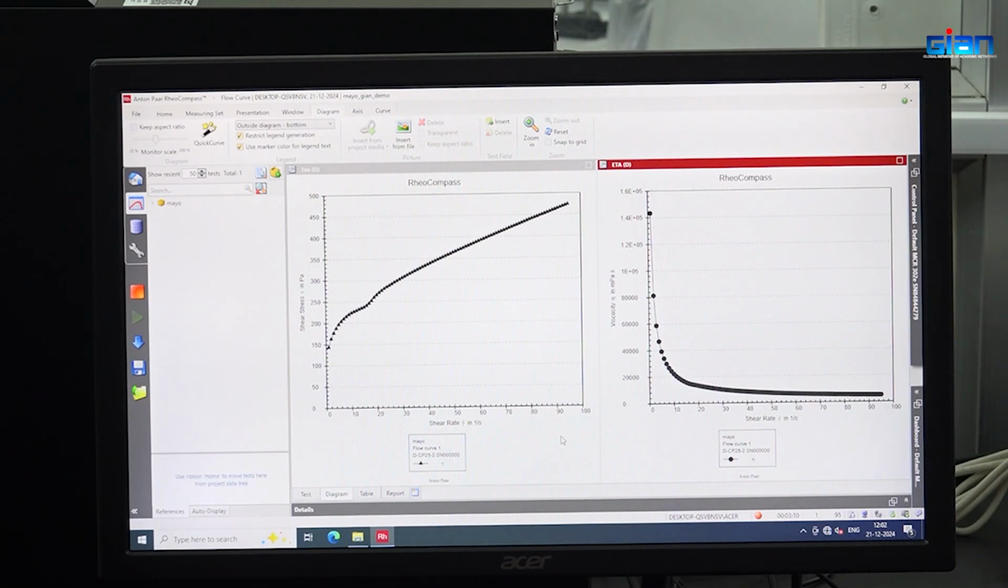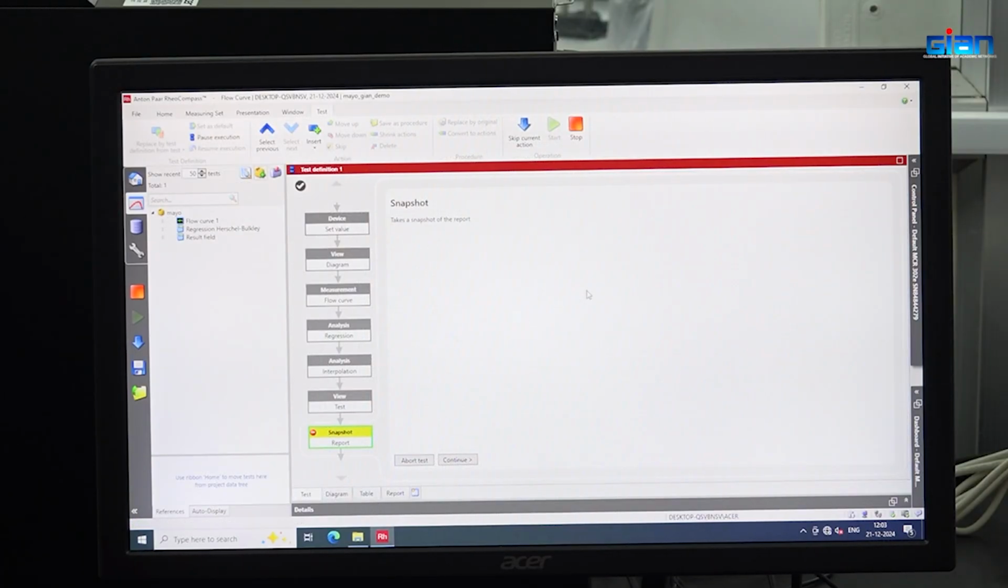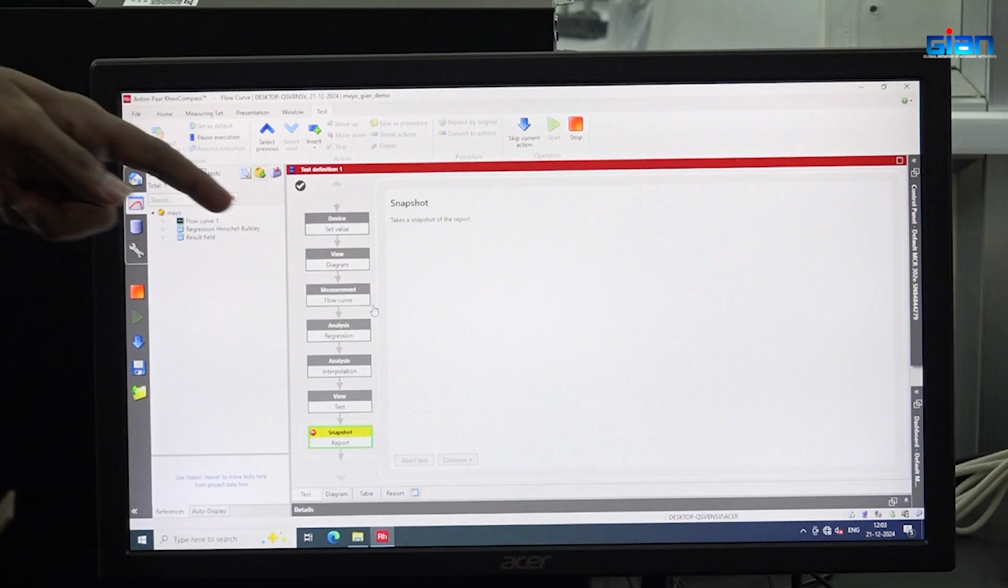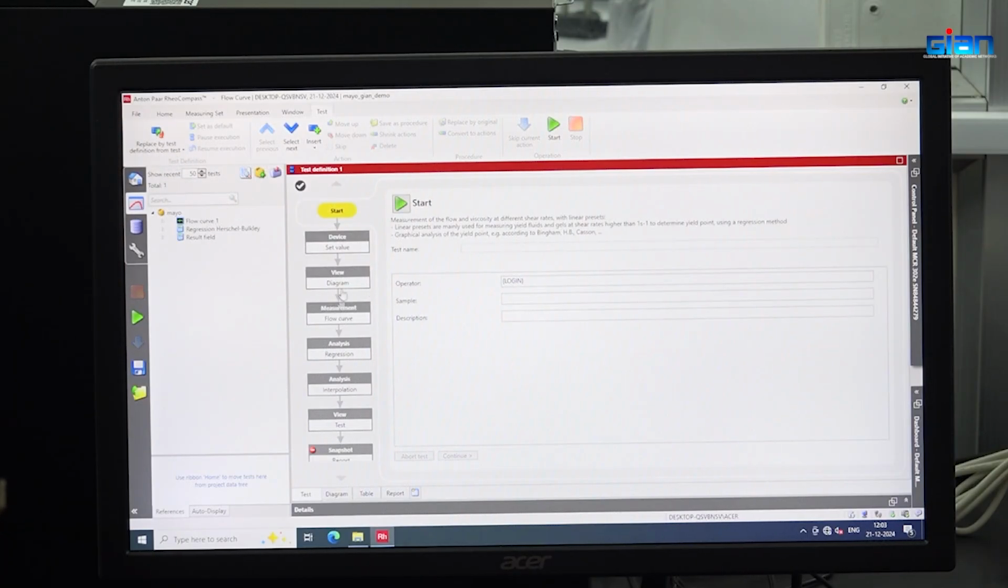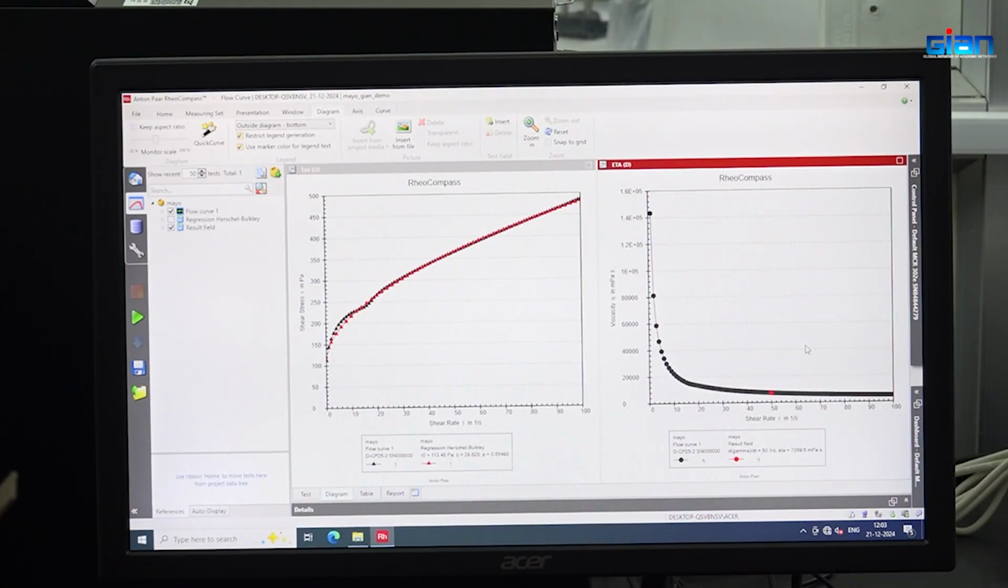These are the graphs. Usually we take the table and we plot it. So we also get the table where we get the shear rate, the viscosity and the shear stress. Whatever you want to plot, whether you want to show shear rate versus shear stress or shear rate versus viscosity. Now the test is done. It shows the torque and the status of the equipment. We basically need only three things from this: shear rate, shear stress, and the viscosity, which we'll plot. These are the two diagrams which you'll get from this.